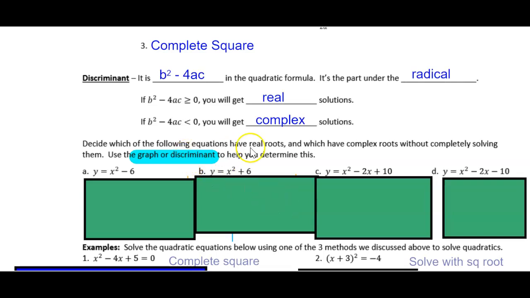So which of the following have real roots and which have complex roots without completely solving them? You can either graph these or you can calculate the discriminant to do each one. But do pause here and take a minute to try each of these four.